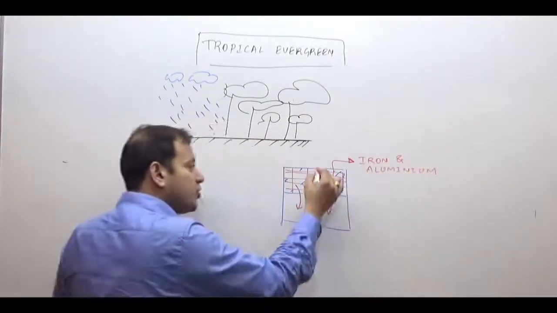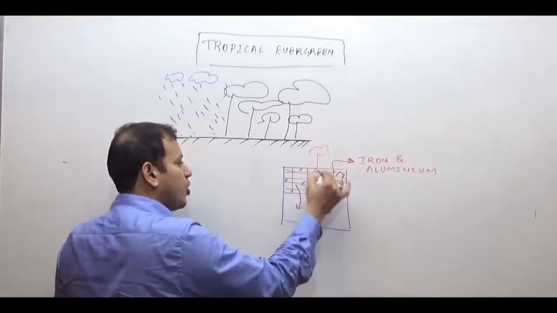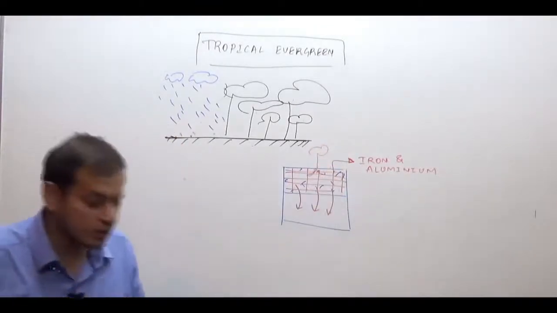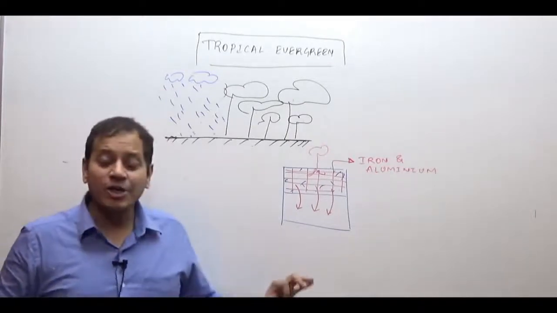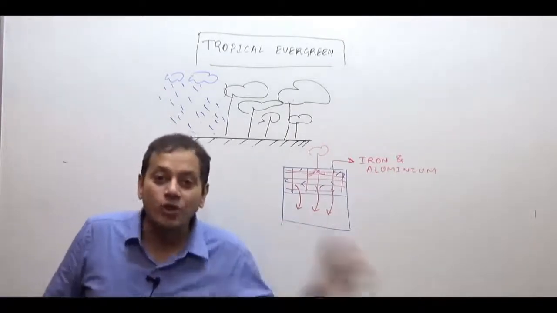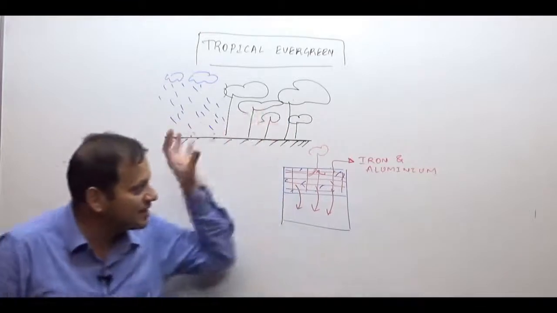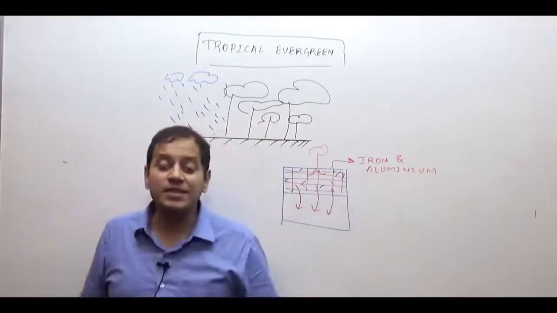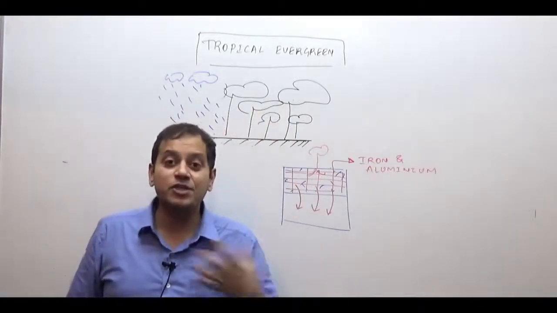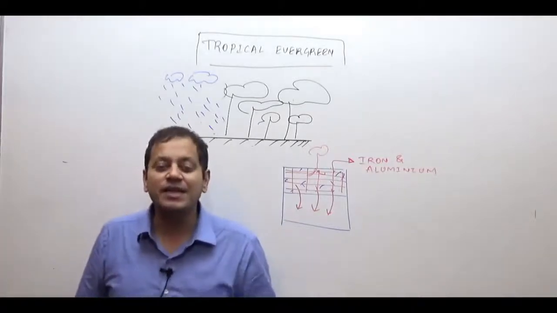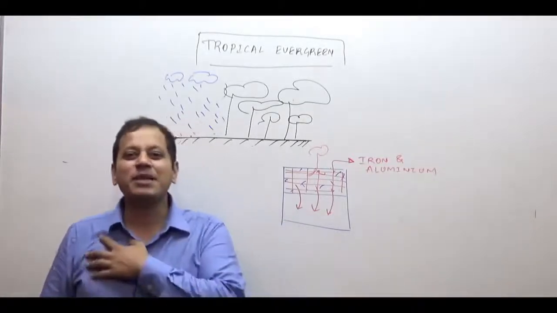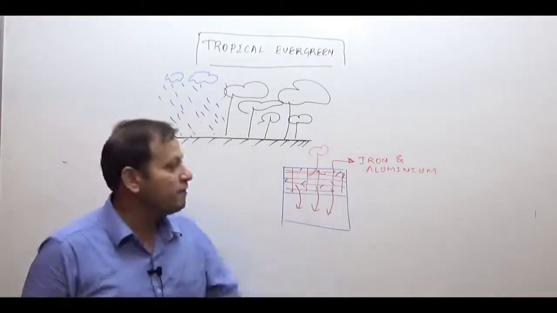And the trees always grow on the top soil region. So this iron and aluminium does not support good growth of the trees, because the soils in this region, in the tropical regions, because of the process of leaching, become deficient in nutrients. That means it becomes a poor soil because of very heavy rainfall.